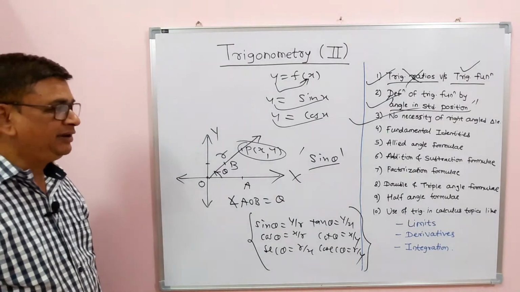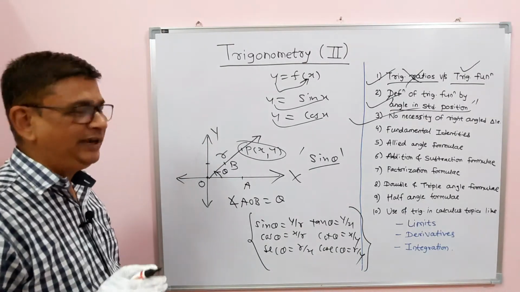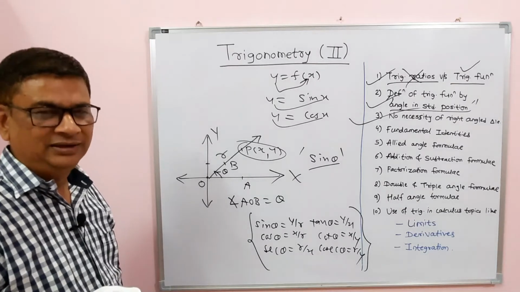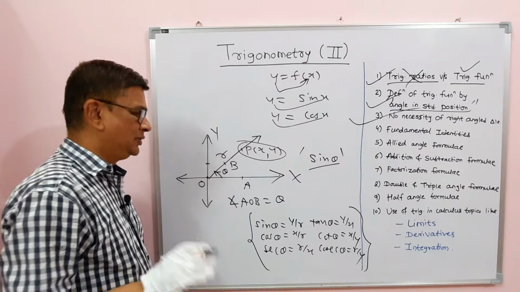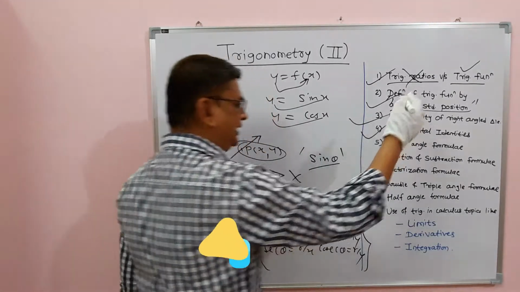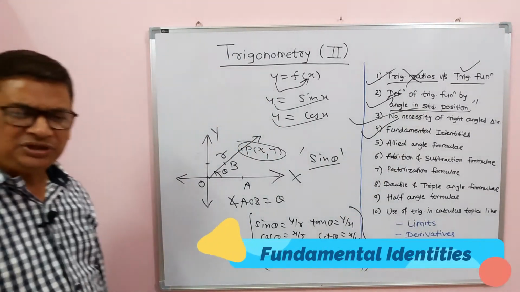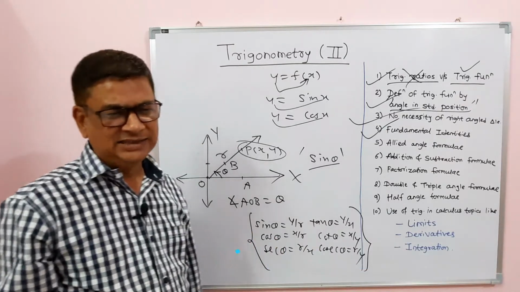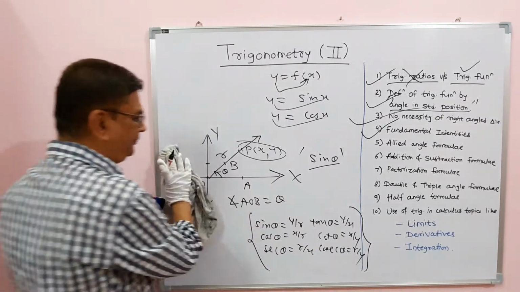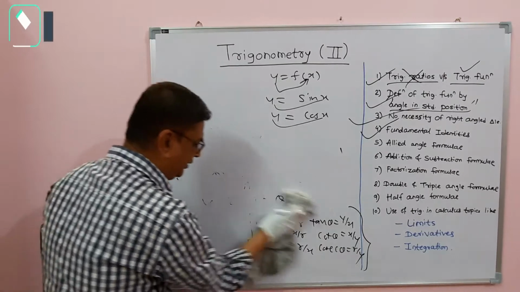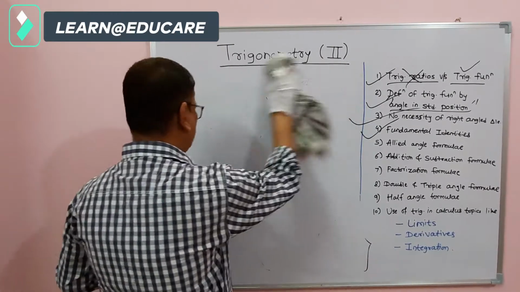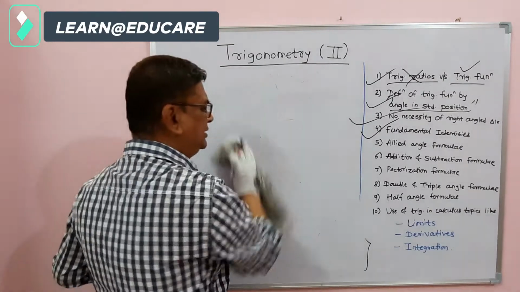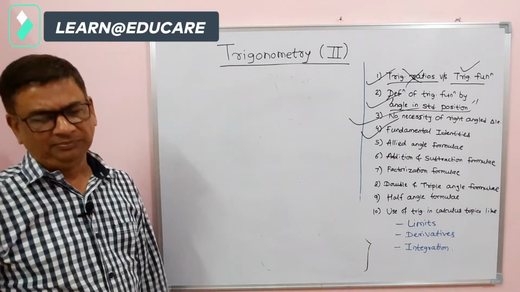It is very interesting that there is no necessity of a right angle triangle to define trigonometric ratios, which are now also called trigonometric functions. All the fundamental identities are exactly the same as you studied in 9th and 10th standard: sine square theta plus cos square theta equal to 1, 1 plus tan square theta equal to sec square theta, 1 plus cot square theta equal to cosec square theta.